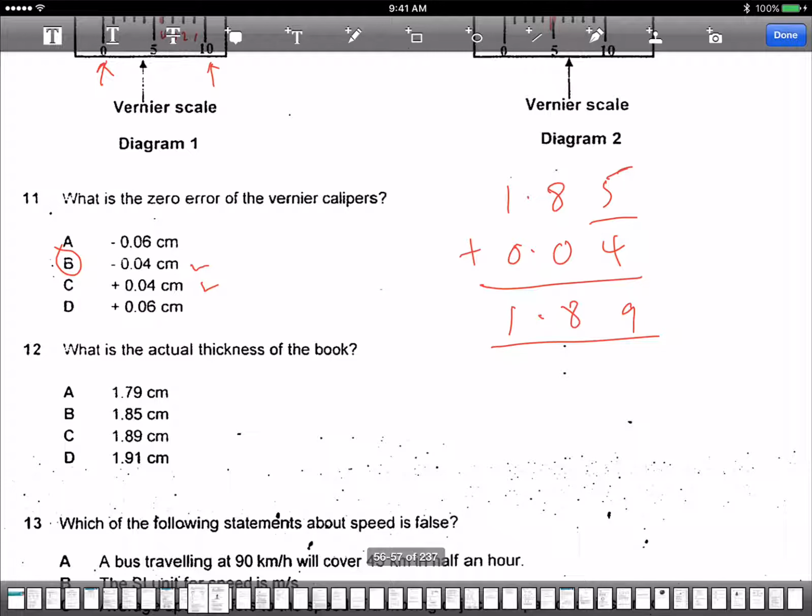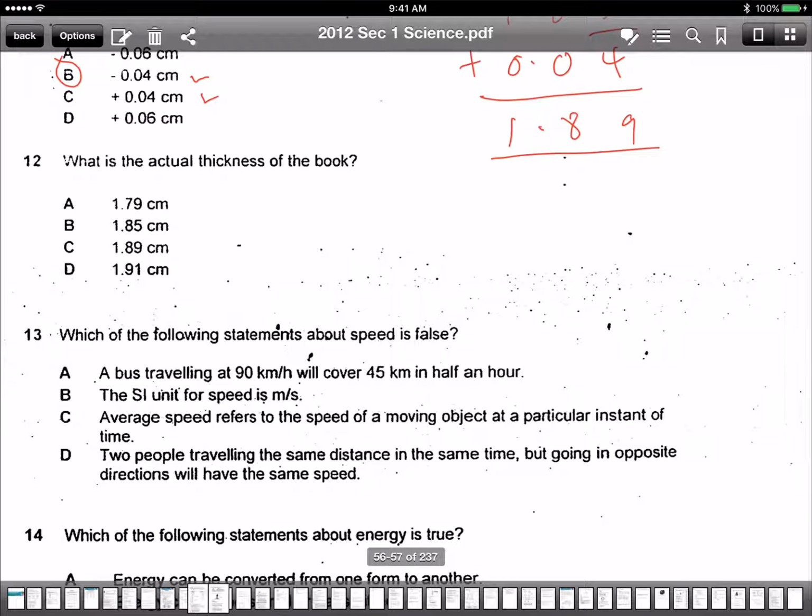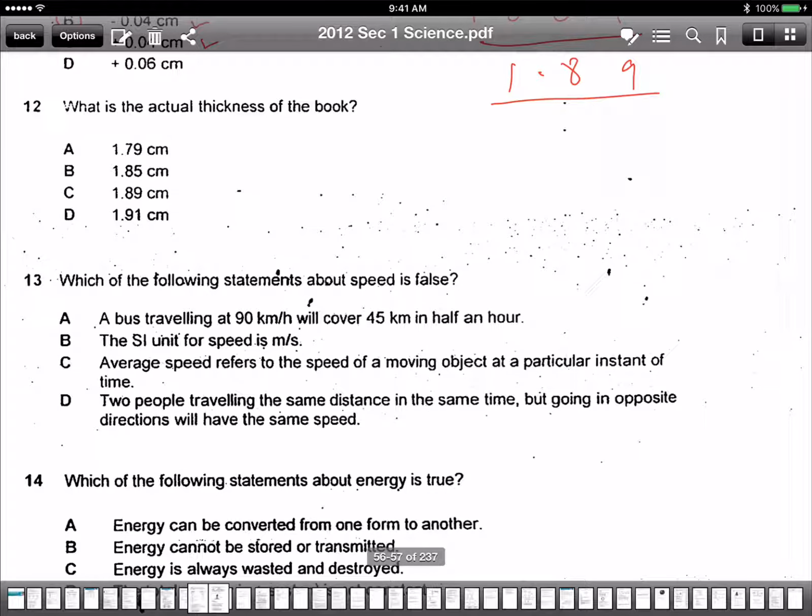Okay, next one. Which of the following about speed is false? 13 is C, because it says the average speed refers to the speed of a moving object at a particular instant of time. Average is not instant. Average speed equals total distance divided by total time. It's not one instant, it's the total.